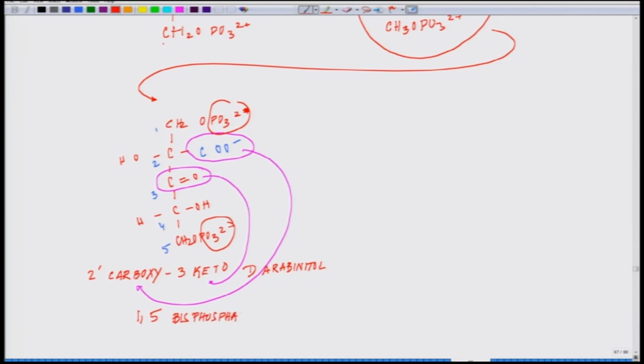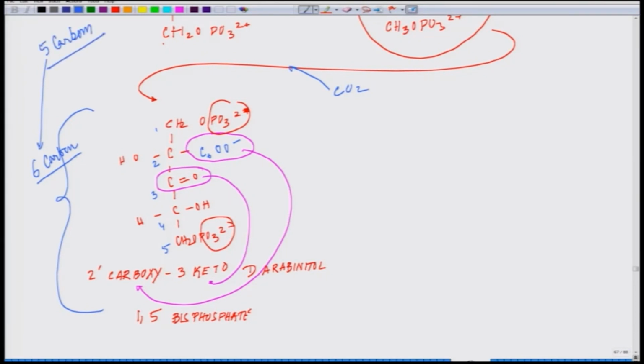So, this is after the addition of CO2 to this 5-carbon compound. Now, if you count 1, 2, 3, 4, 5, and there is a 6th carbon. So, from 5 carbon we move on to 6 carbon. So, this was the next development.